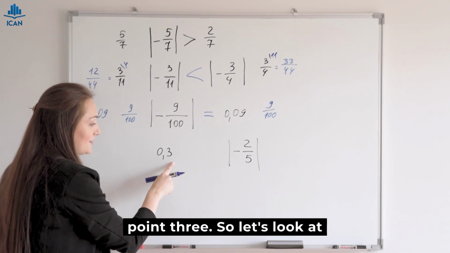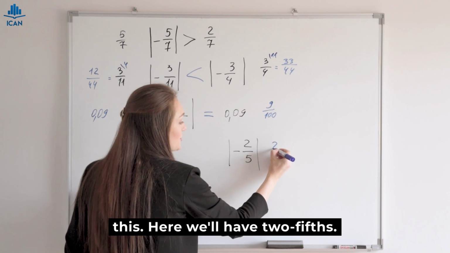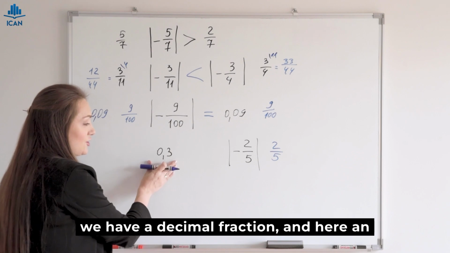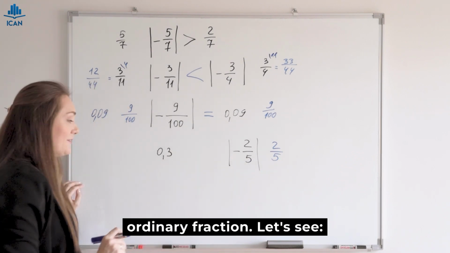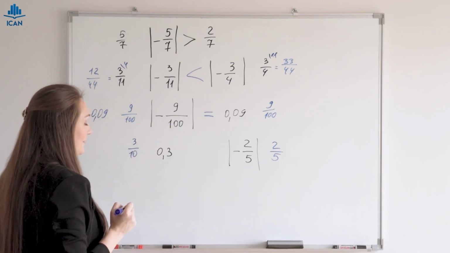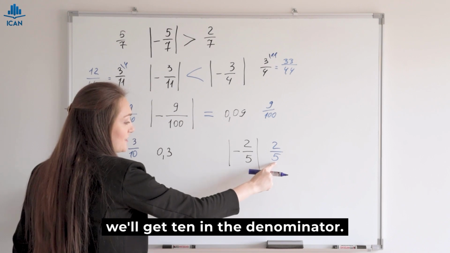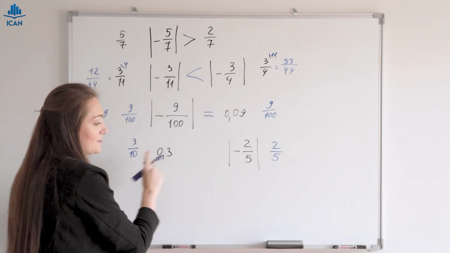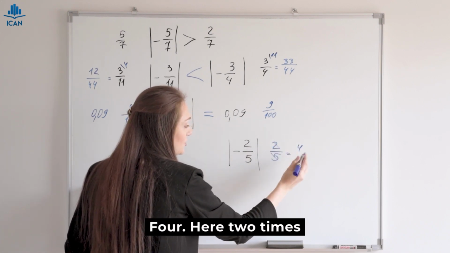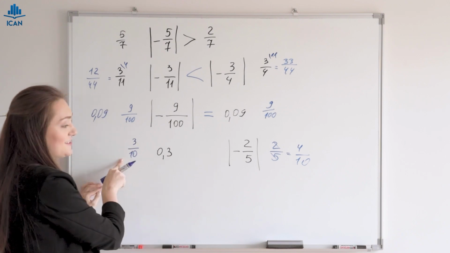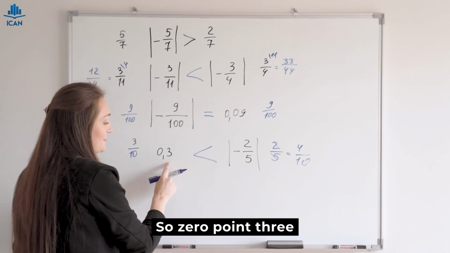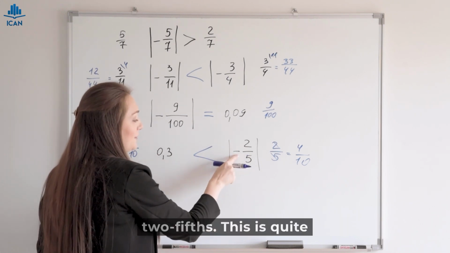And 0.3. So let's look at this. Here we'll have 2/5, right? Because we simply discard the minus. Here we have a decimal fraction and here an ordinary fraction. Let's see, 3/10, yes, 3/10. Let's multiply this part by 2 as we'll get 10 in the denominator. By 2, right? 4. Here 2 times 2 is 4 and here it's 10. So we get 3/10 and 4/10, which is more. So 0.3 is less than the module of -2/5.